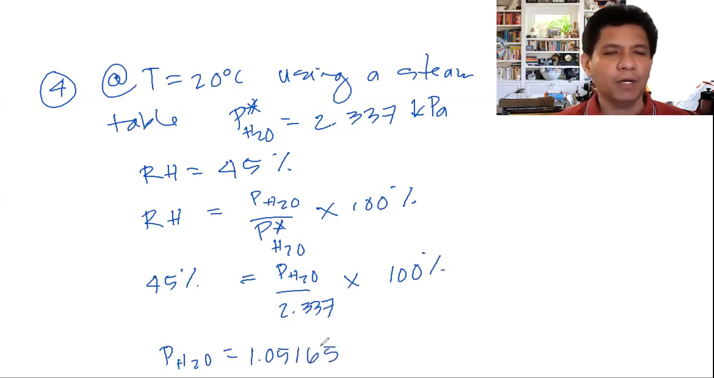Sa exam, para maiwasan nyo yung error sa rounding off, kung hindi kayo nag-store, use as much decimal as you can sa intermediate calculation. Huwag kayo magra-round off. Yun lang naman yun. So this is in kilopascal.